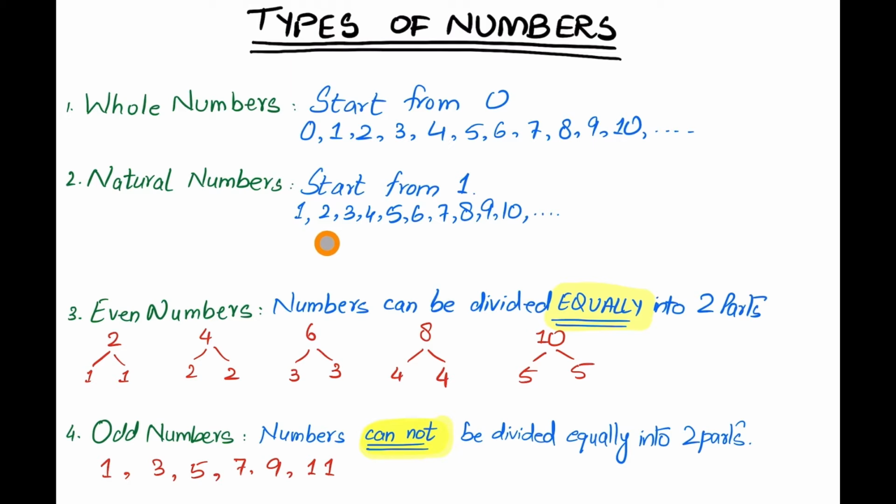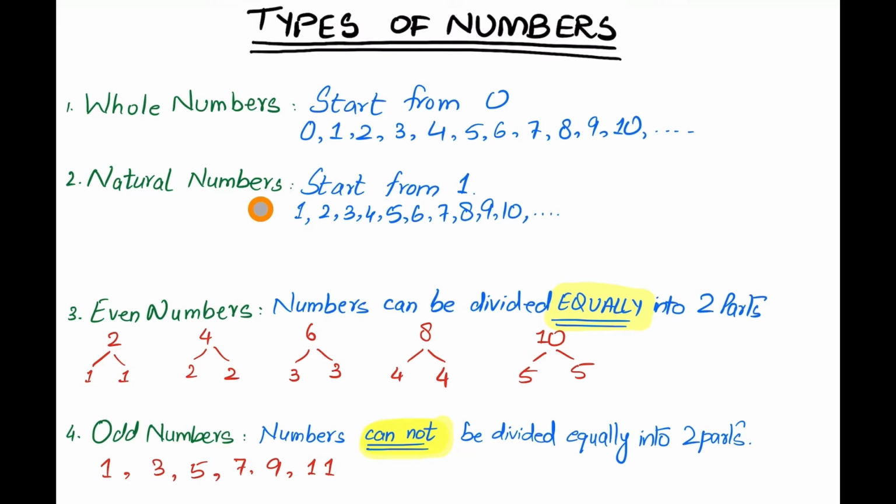The basic difference between whole numbers and natural numbers is that 0 is a whole number, but 0 is not a natural number. Okay? 1 is a whole number and 1 is a natural number. 2 is a whole number, 2 is a natural number. 3 is a whole number, 3 is a natural number, and so on. So all the numbers in the number series are both whole numbers and natural numbers except for 0. 0 is just a whole number, but it is not a natural number.